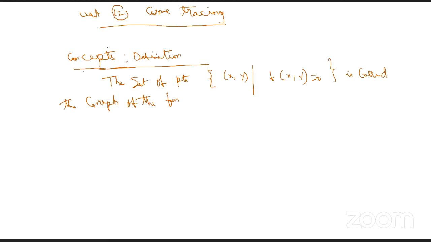The graph of a functional relation, f(x, y) = 0. Graphing a function or functional relation.